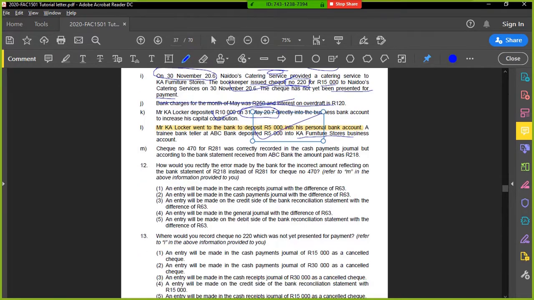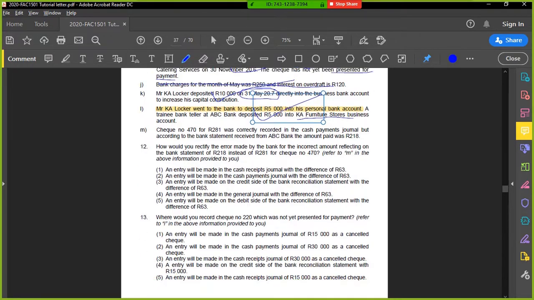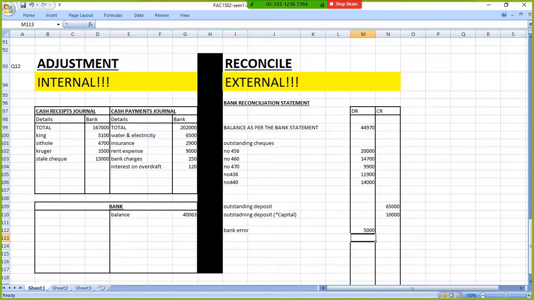The last one, check number 470 for 281 was correctly recorded in the cash payments journal, but according to the bank statement received from ABC Bank, the amount paid was 218. Who's correct? We are. If we're correct, are we going to adjust? We're going to reconcile. There we go. Bank error again. Was the amount too high or too low?